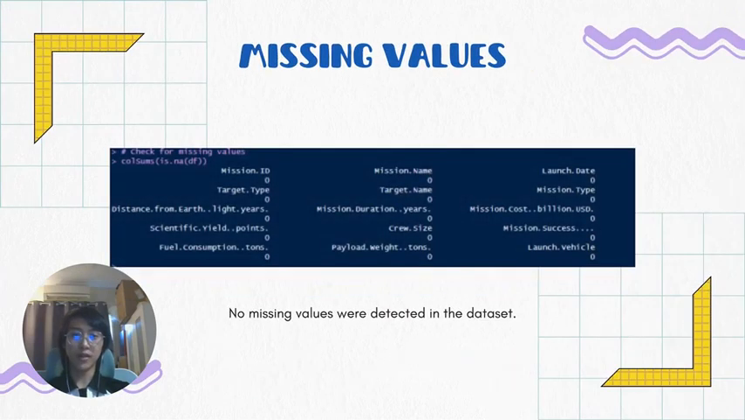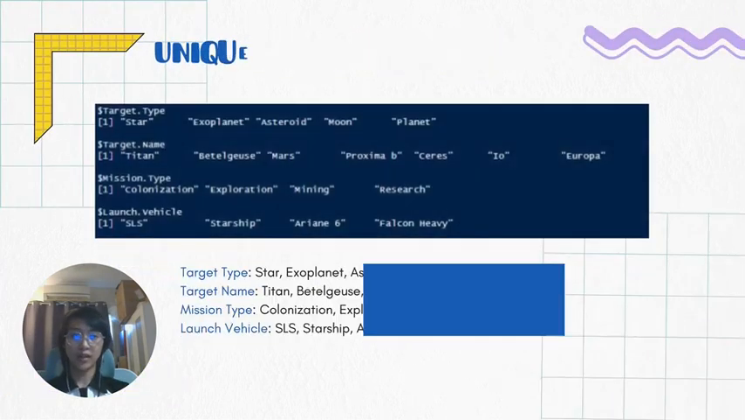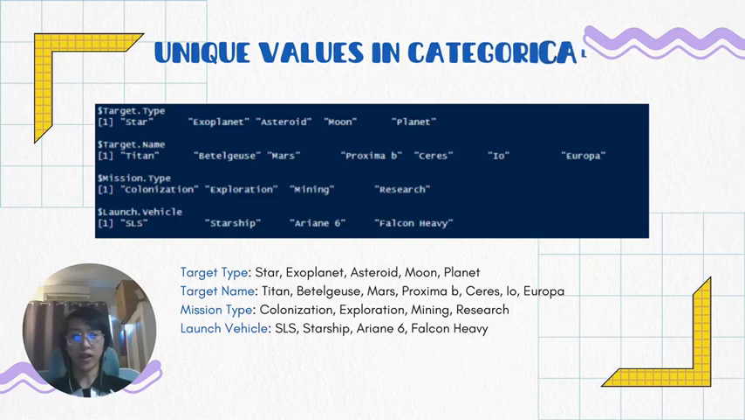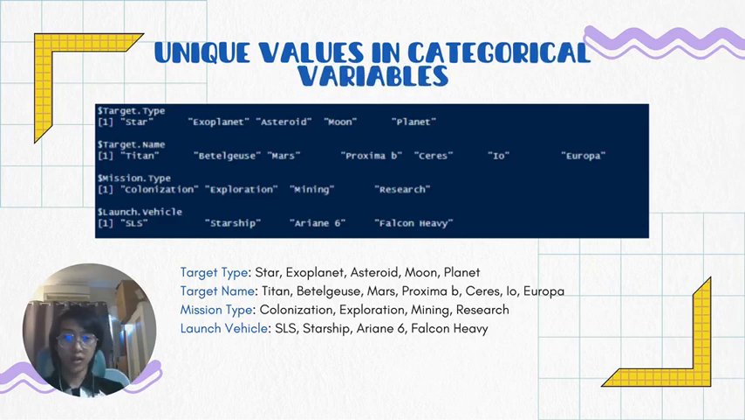For your information, in the dataset there are no missing values at all, so that's good. These are some of the unique values in categorical variables. You can see it from the screenshot. The target type has unique values of star, exoplanet, asteroid, moon, planet. The target name has unique values of Titan, Betelgeuse, Mars, Proxima b, Ceres, Io, Europa, and so on.